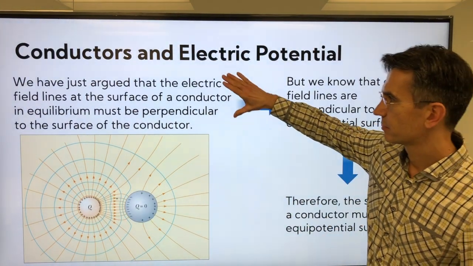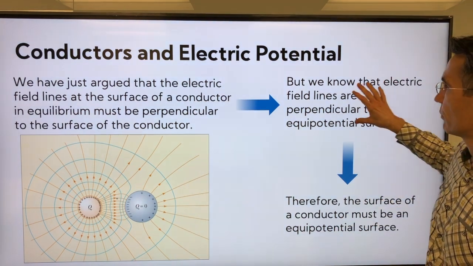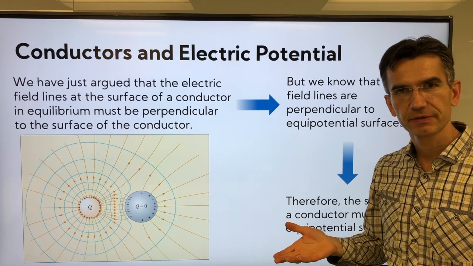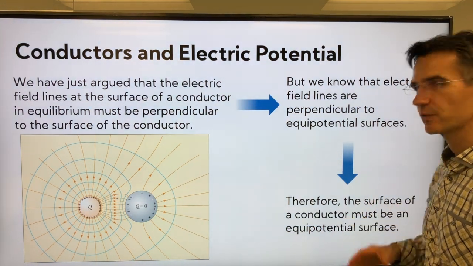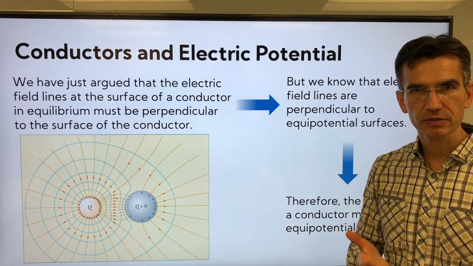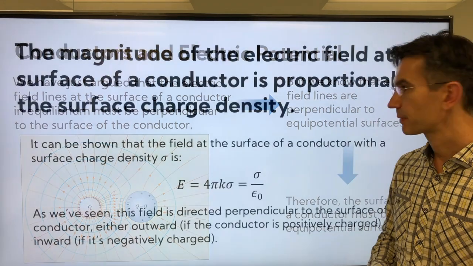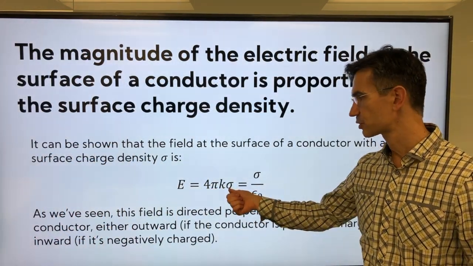So in equilibrium, the electric field is perpendicular to the surface, but now we know that what is perpendicular to the electric field are these lines of constant potential, the equipotentials. So as a result, the surface of a conductor is at a constant potential, so it is an equipotential. Another property of conductors is we can determine the strength of the electric field based on the surface charge density.